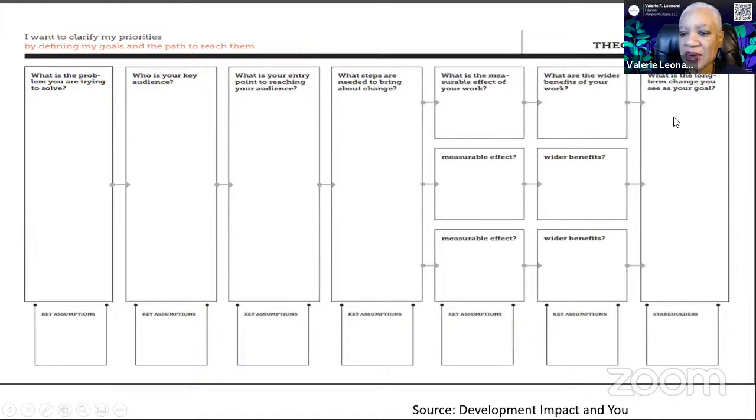So in many instances, not all, but in many instances, people like to start here first. They like to start with their vision. If they were successful in developing their strategic planning process or their program process, what's going to change in the community as a result? What's going to change for your clients as a result? And then they work their way backwards.